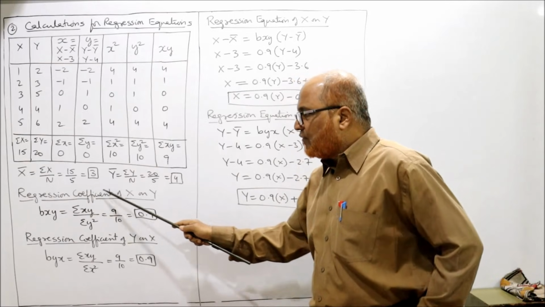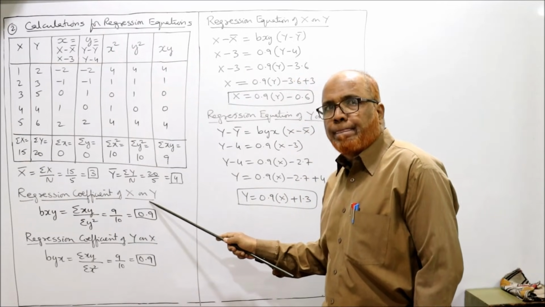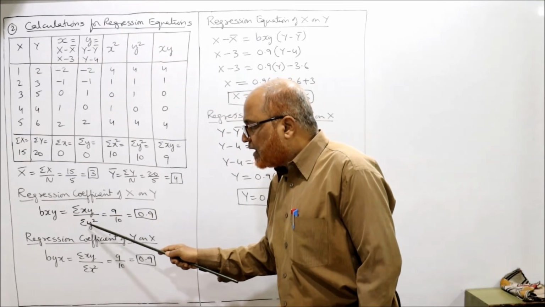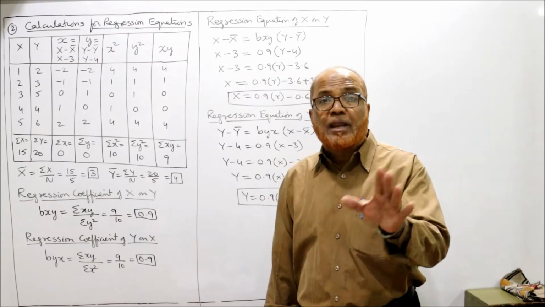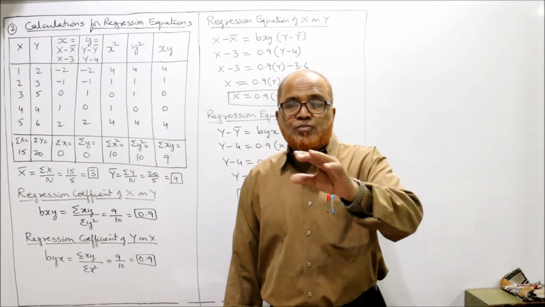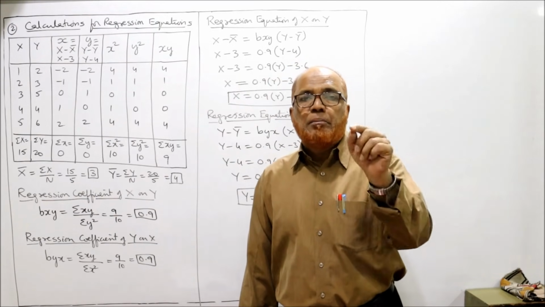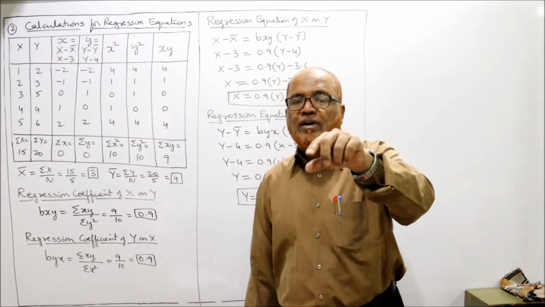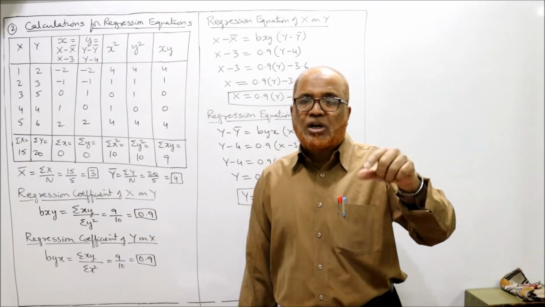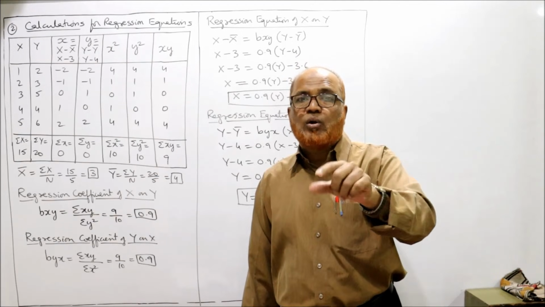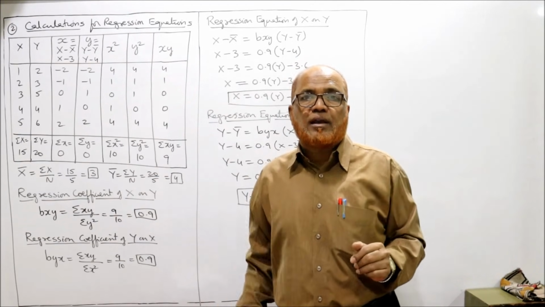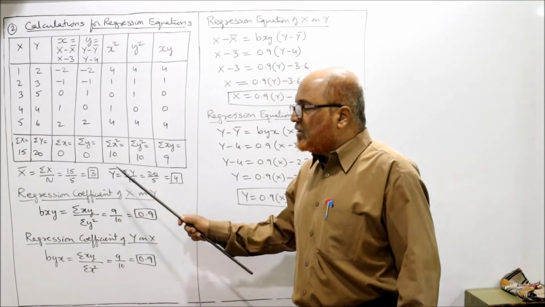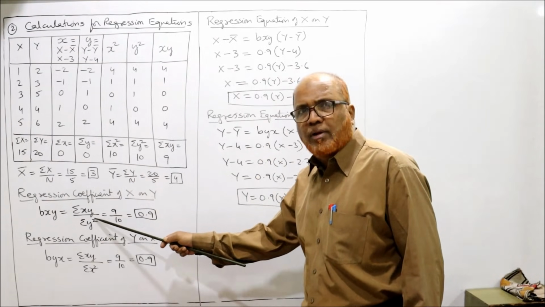So the regression coefficient of x on y: bxy is equal to summation xy divided by summation y square. Compare it with the previous problem. In the previous problem we applied a lengthy formula: bxy is equal to summation dx dy minus summation dx into summation dy by n, whole divided by summation dy square minus summation dy whole square by n. When do we apply the big formula? When deviations are taken from the assumed mean. When deviations are taken from the actual mean, use the small formula.